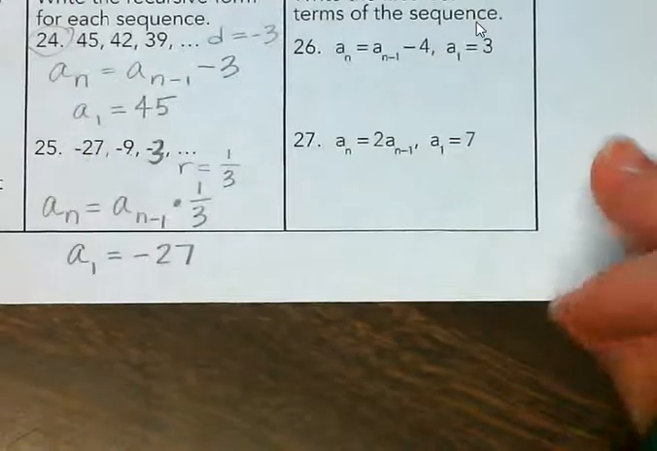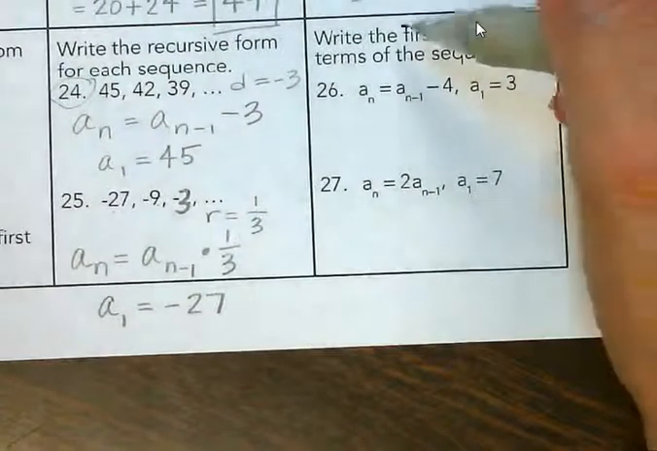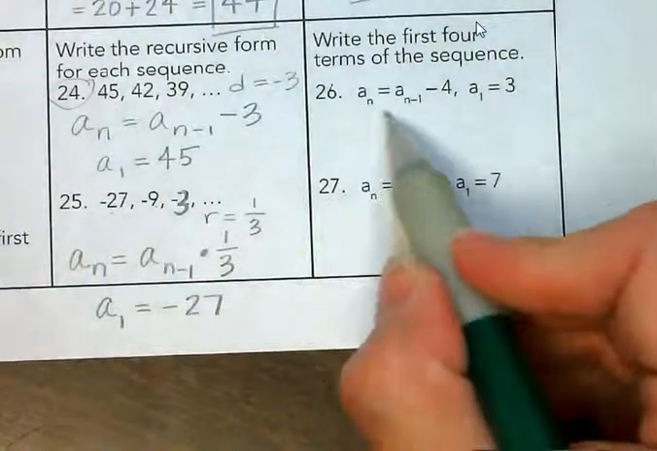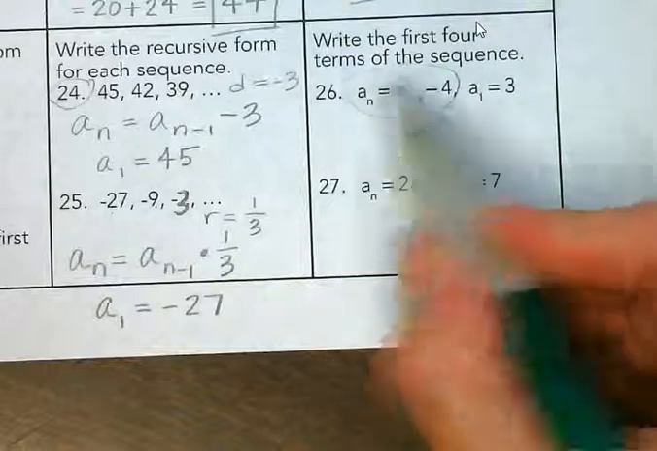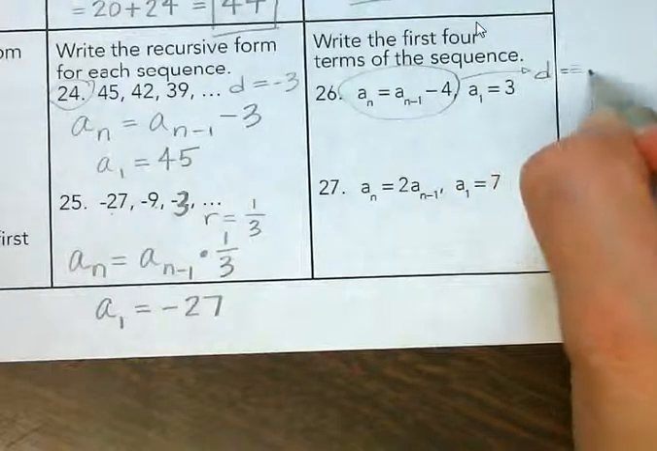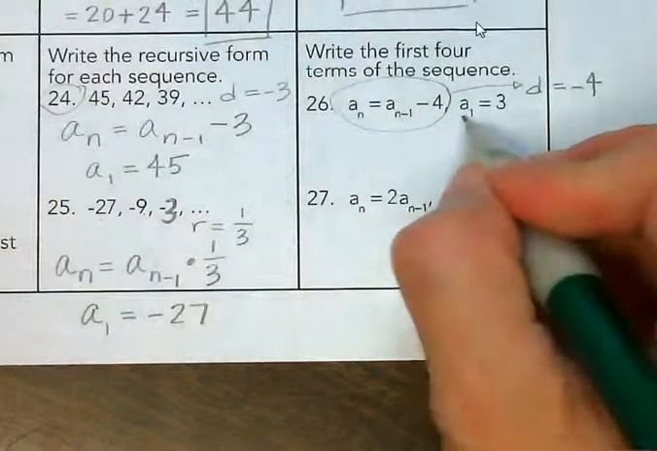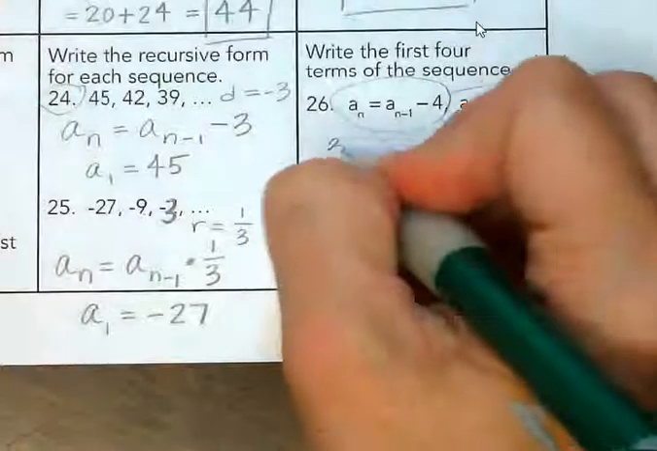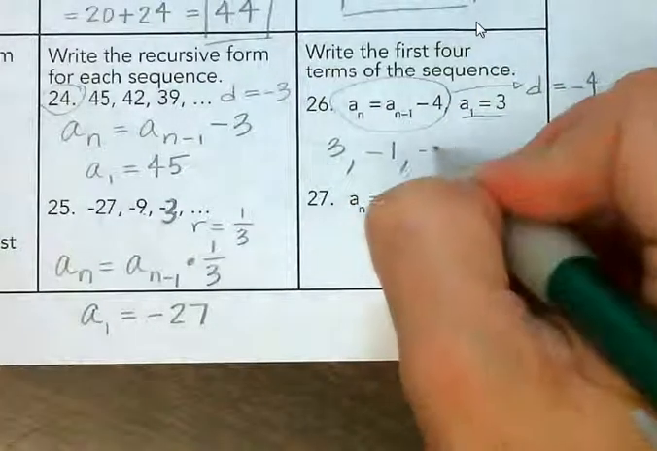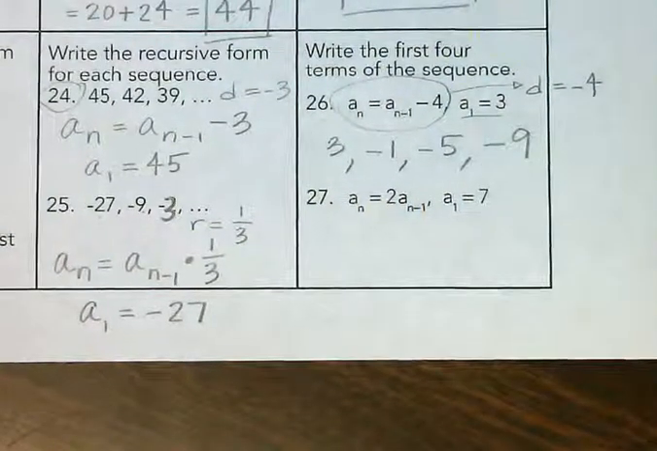All right, on these two examples, we're going to go the other way, where we have to write the sequence. So the directions say write the first 4 terms of the sequence. When I look right here, the only thing I really need to know is that the d is negative 4. So I need to subtract 4 each time. And this right here tells me that it starts with 3. So the first term is 3, then I subtract 4 and get negative 1, subtract 4 and get negative 5, subtract 4 and get negative 9. And that will take care of your first 4 terms.